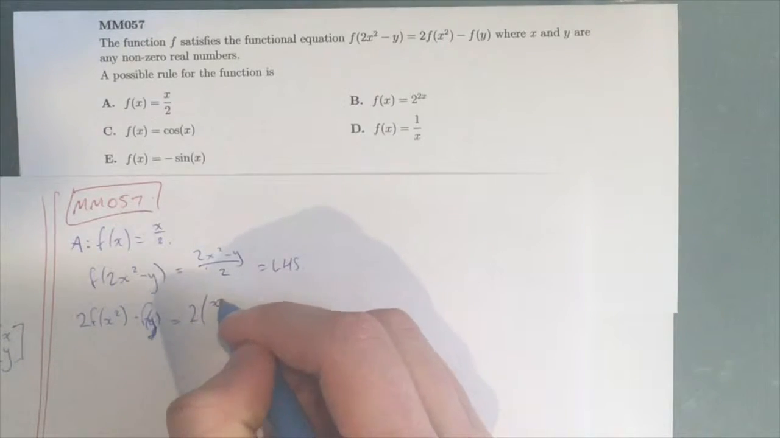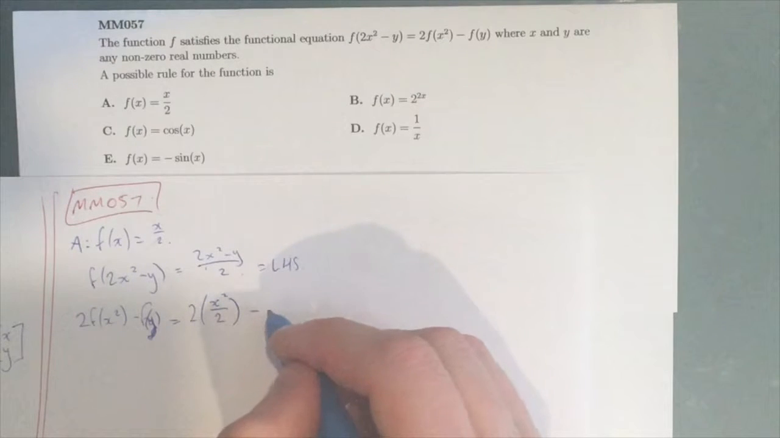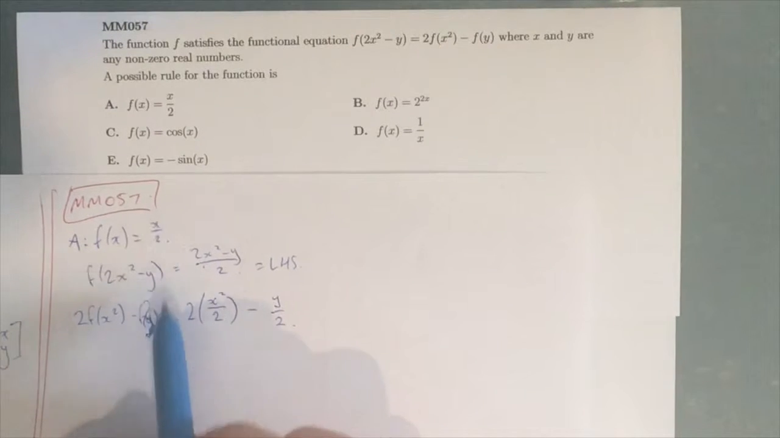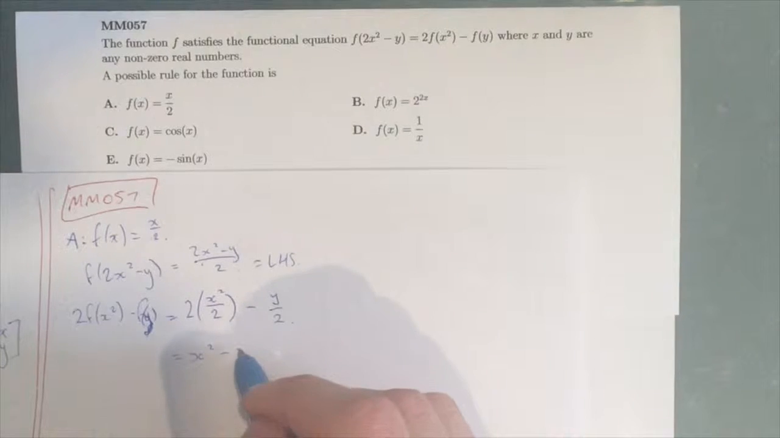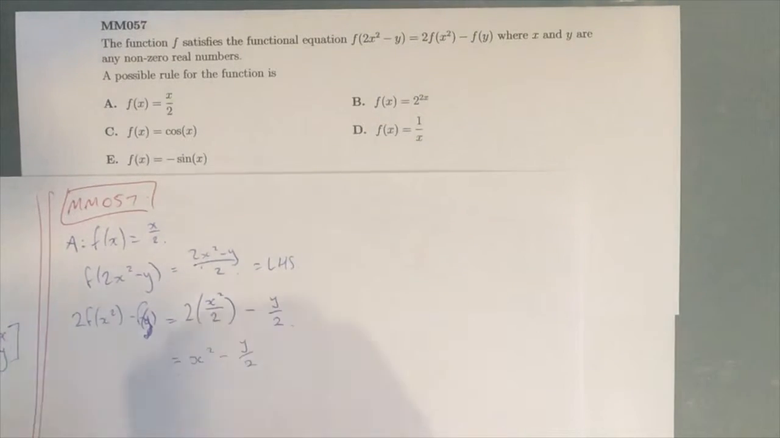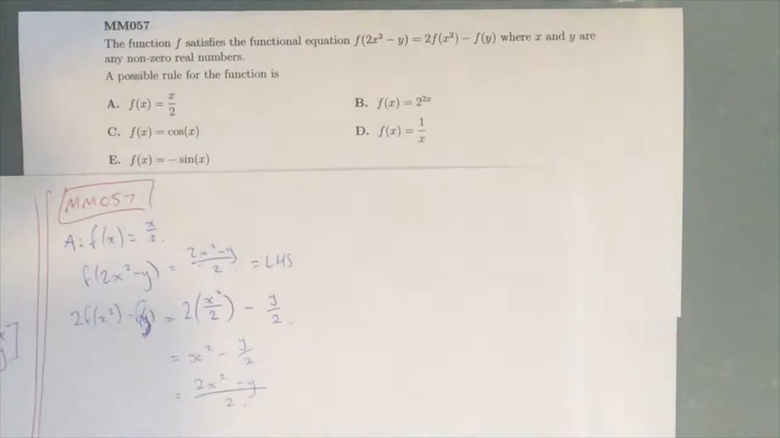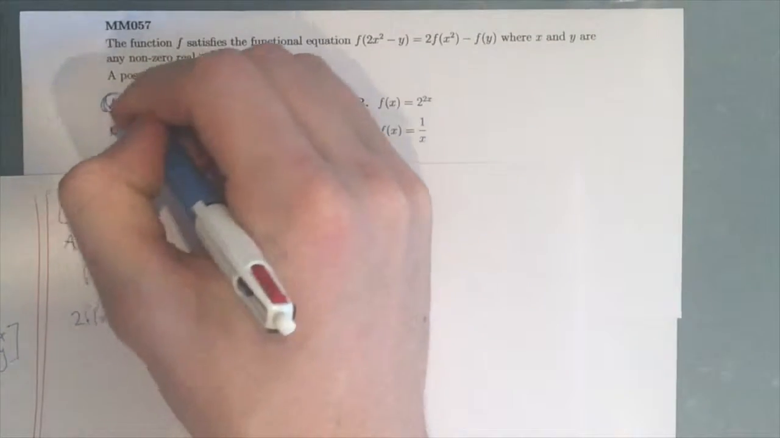So 2f of x squared take f of y equals 2 times x squared over 2. So all we're doing is 2 times this with x squared instead of x, minus y on 2, because f of y is equal to y on 2. We just replace the x with the y. So this then becomes x squared minus y over 2. And if we want to get that into one fraction, that is equal to 2x squared minus y over 2, which is actually our answer. So A is our answer.